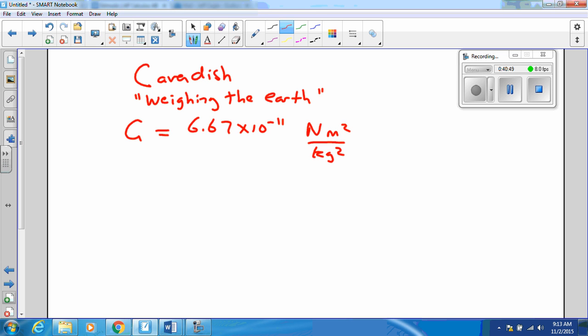But those units should not intimidate you. All they're doing is canceling out the other units in the formula to give you newtons. And once this value was known, we could now reverse engineer and go back and figure out the mass of the Earth, which he did immediately, to discover that the mass of the Earth is 5.98 times 10 to the 24th kilograms. It's the heaviest object in the world.